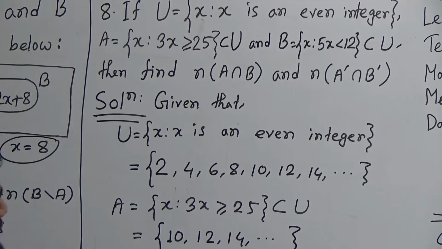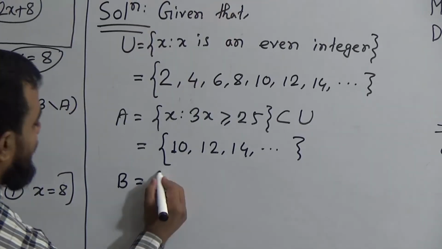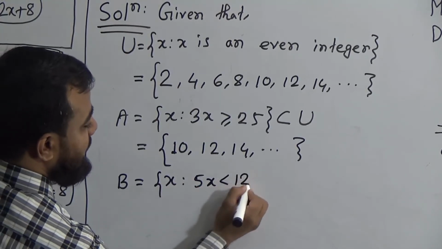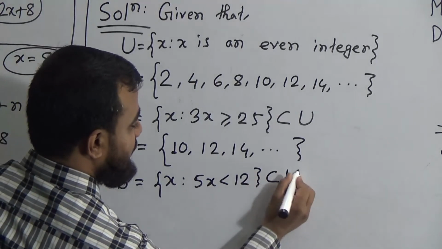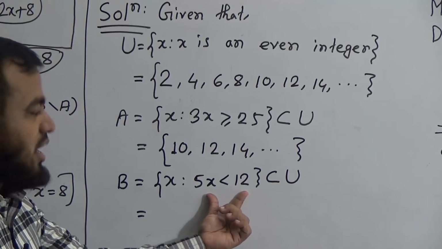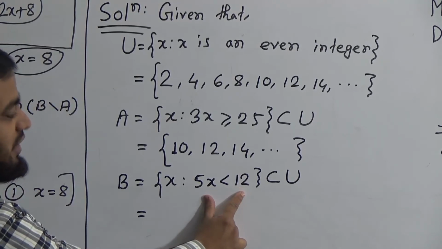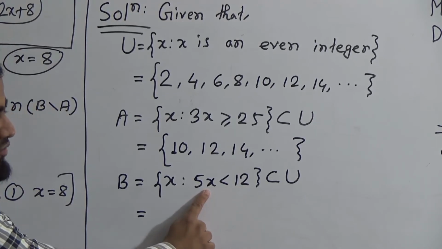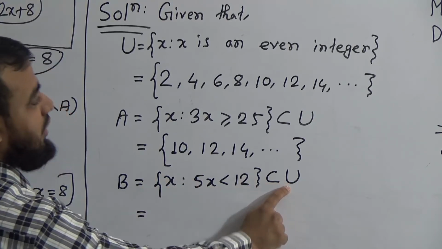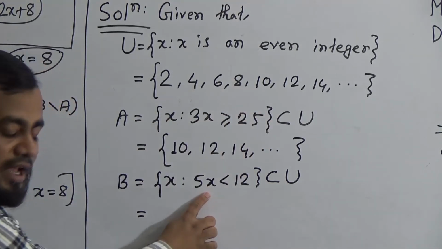Now my dear students, we need to find the set B here. The set B is the set of all x such that 5x is less than 12, and also this is a proper subset of U. That means we need to fulfill this condition. If we put the value of x as 1, then this condition is fulfilled. But my dear students, 1 can't be an element of B, because B is also a proper subset of U. That means 1 is not here. Look, 1 does not belong to U. So 1 can't be an element of B.